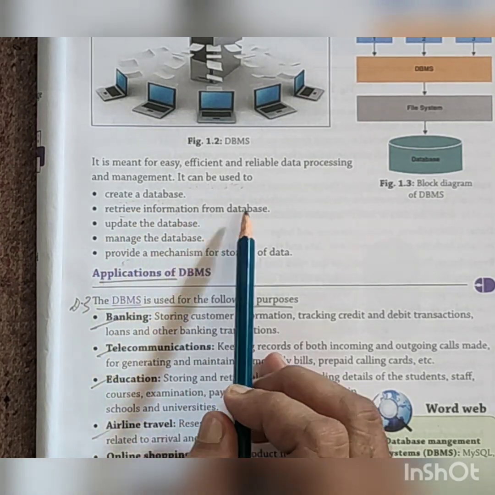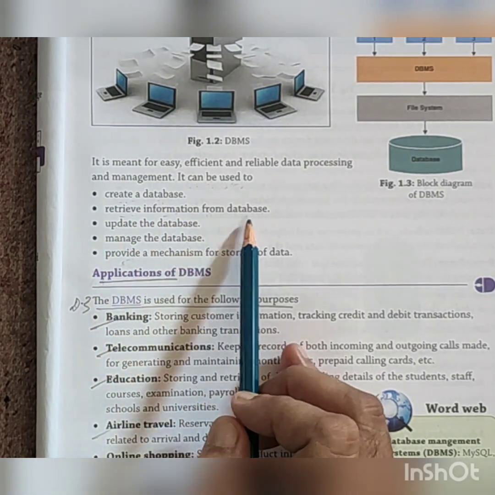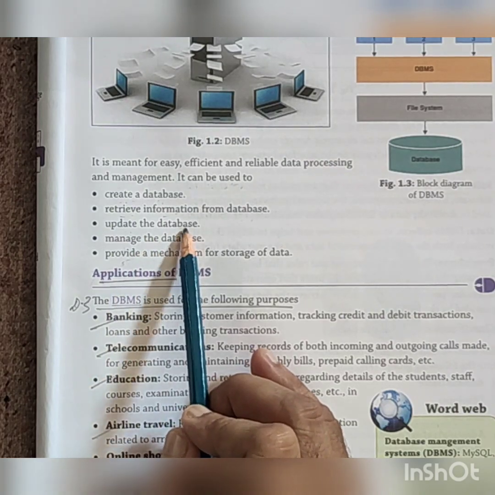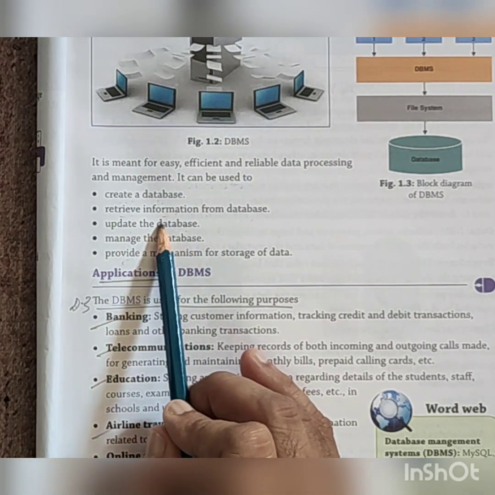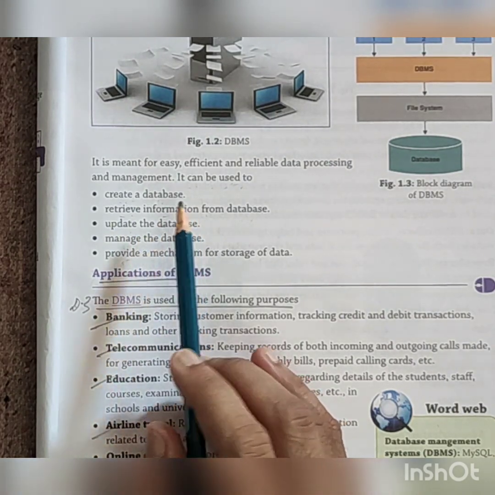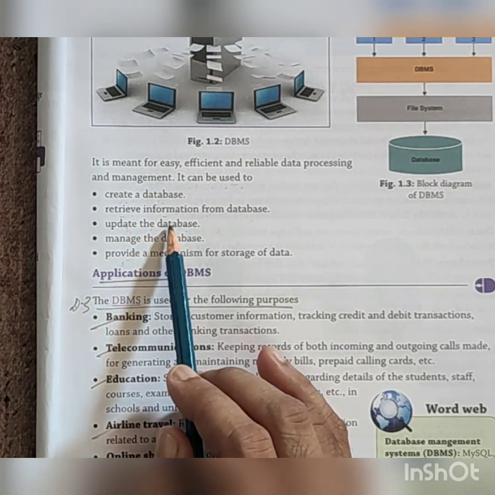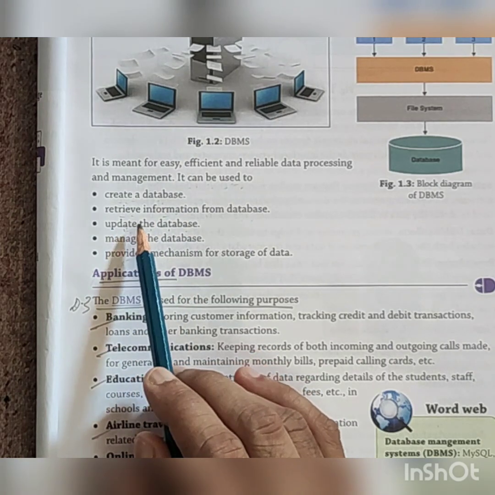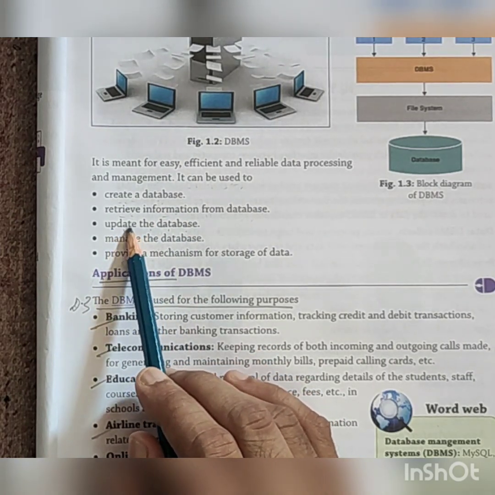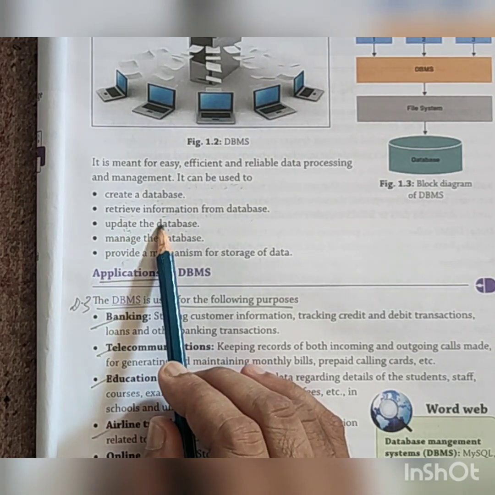Retrieve information from the database. You can collect information from the database. Update the database means you can put some new information in the existing field to update it. Like you have some old phone number, you have to remove the phone number, you have to insert the new number, so that is called updating. You can change your address, that is also update.